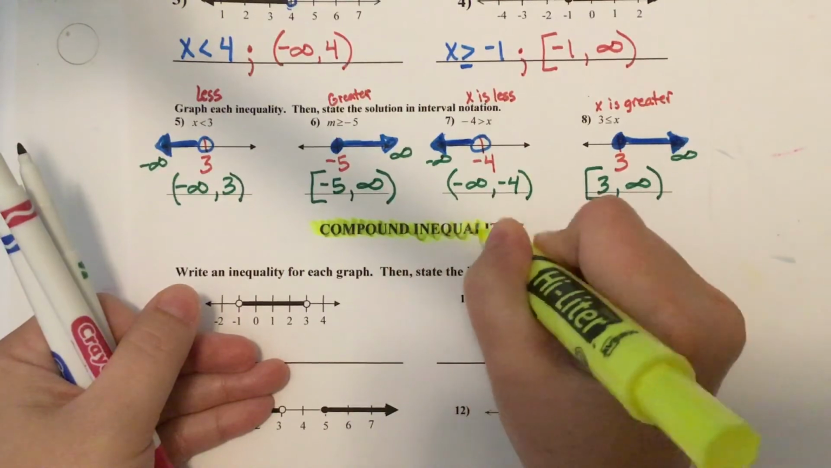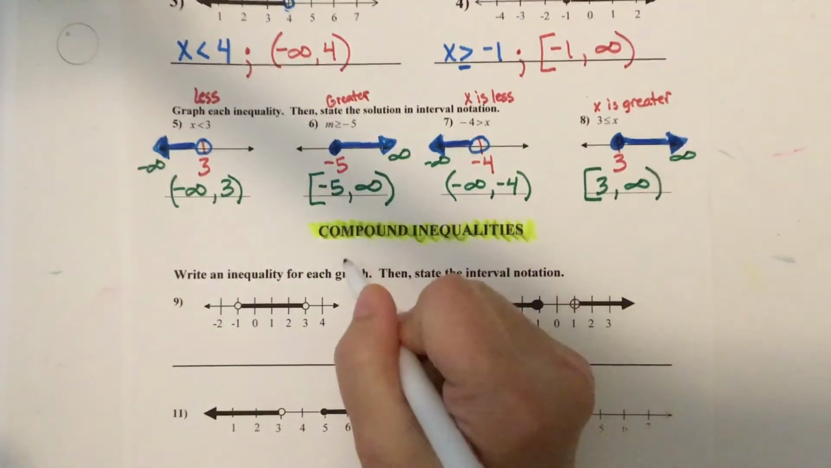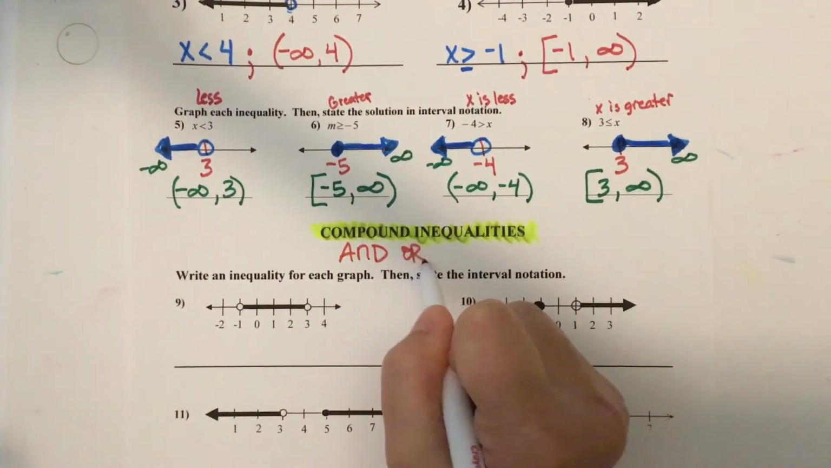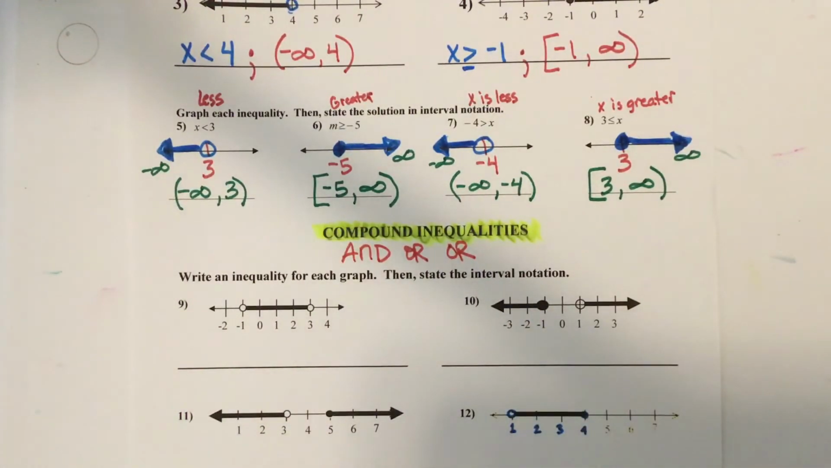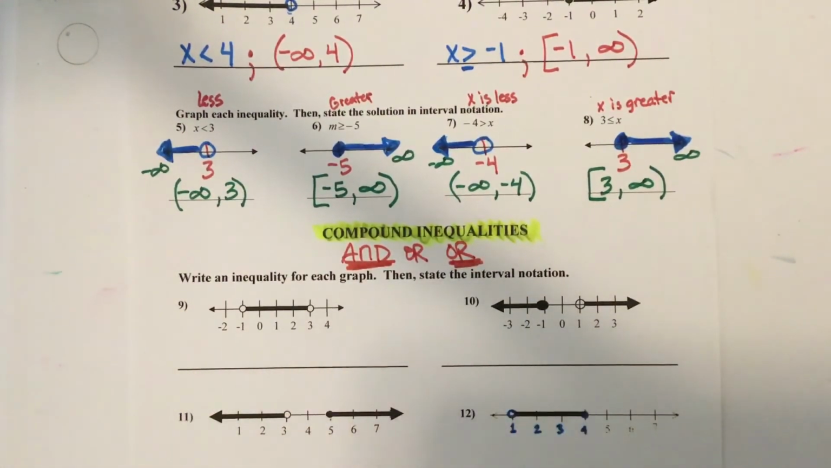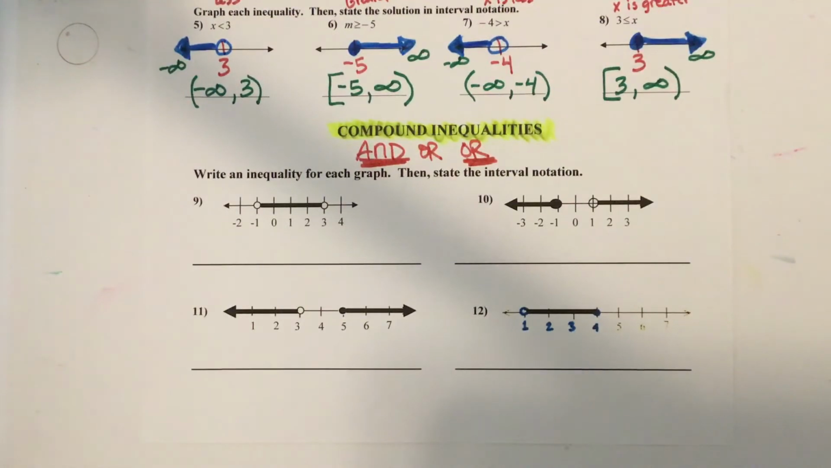These are and/or problems, which you're going to learn more about in another day or so. So compound inequalities are and/or problems. They're and problems or they're or problems. Okay, and this is what the graphs of compound inequalities look like. Just so you know, when the shading is in between two numbers, that's an and. So this is an and.